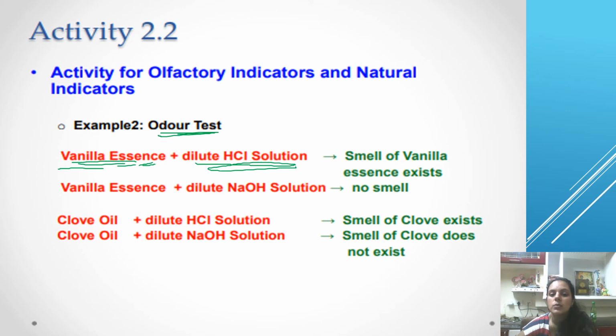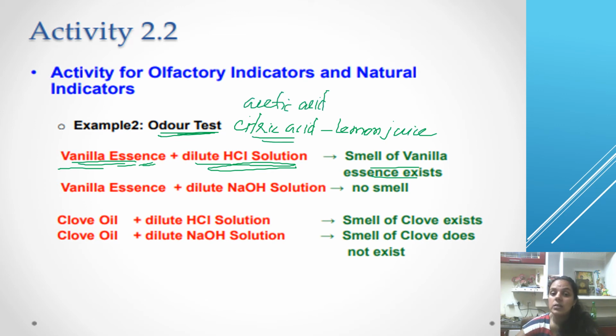I'm adding some dilute hydrochloric acid to vanilla essence. The smell of vanilla essence exists. Or otherwise, you can use citric acid, which is present in lemon juice, or acetic acid, that is our vinegar. You can add any acid to the vanilla essence, and the smell of vanilla essence exists.